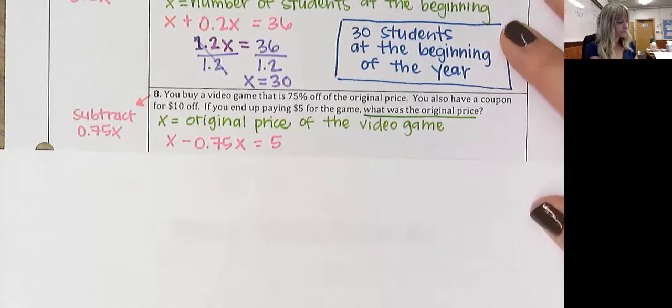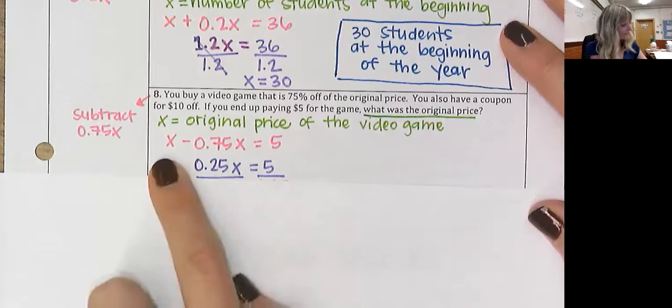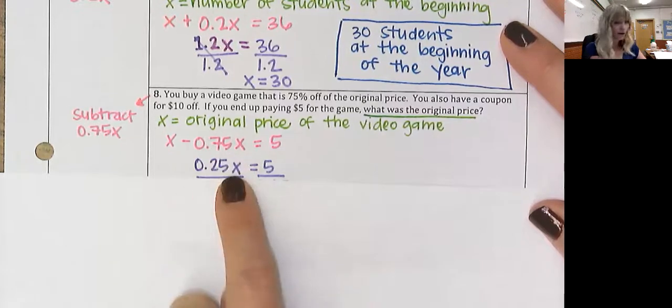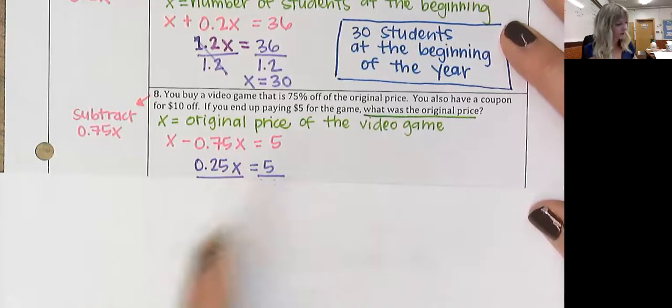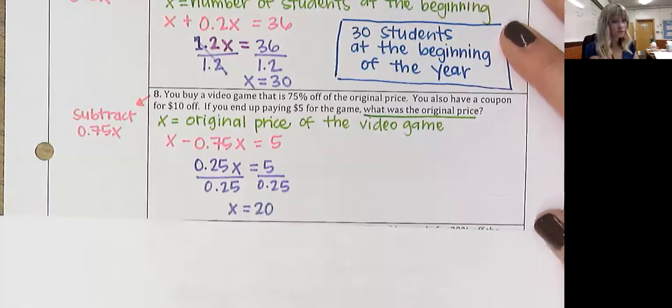Now I'm going to solve the equation. You ready? Combine like terms. This time you are subtracting. And why did we subtract? Because it's a discount. Discount, subtract. The whole point is to make it cheaper. 1 minus 0.75 is 0.25. So 0.25x equals 5. Divide both sides by 0.25, and x equals 20.